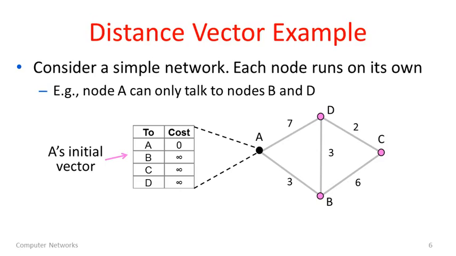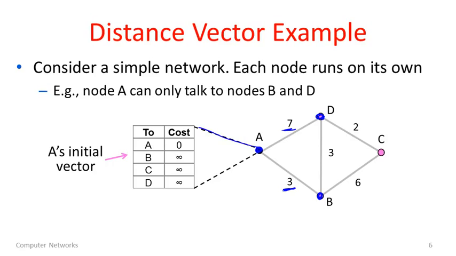So here's a simple network. I'm just going to look at this basic network with 4 nodes, A, B, C, and D, and just a few links here. You can see I put the costs on all of the different links. And every node in this network is going to run its own instance of the distance vector algorithm and keep its own distance vector and exchange messages with its neighbors.